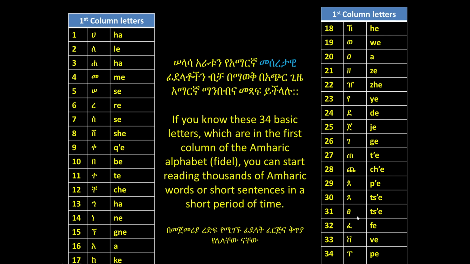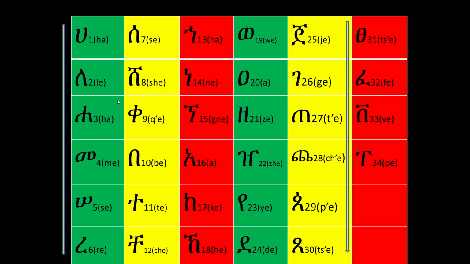So, if you know these 34 letters of Amharic, which are in the first column of the Fidel, you will know a lot of Amharic letters and words. Okay, this is again to make it simple. I just divided it into sections. So number 1, 2, go downward. I want you to go all the way downward.